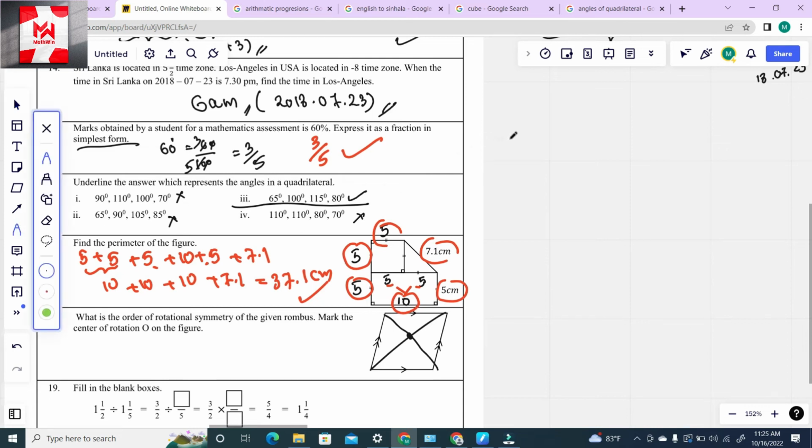The order of rotational symmetry means, now if this is a rhombus, so this is A, B, C, D. If I rotate this to the right side, 90 degrees, it will give you like this one.